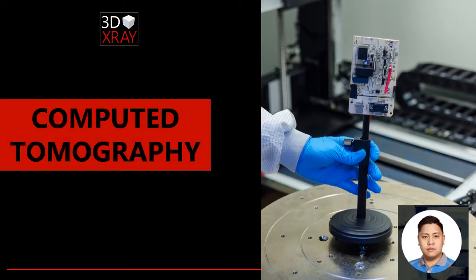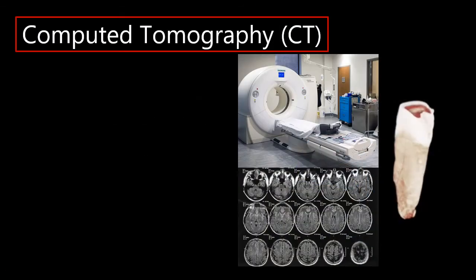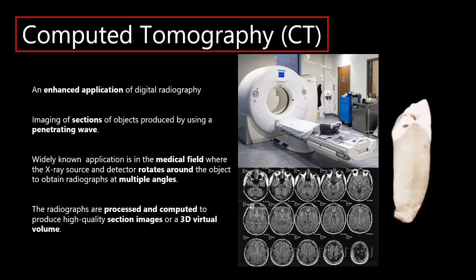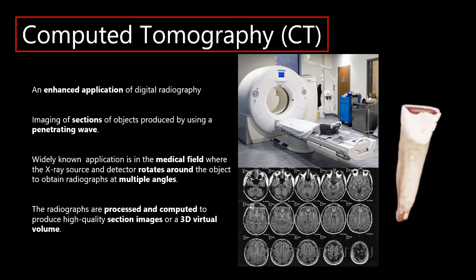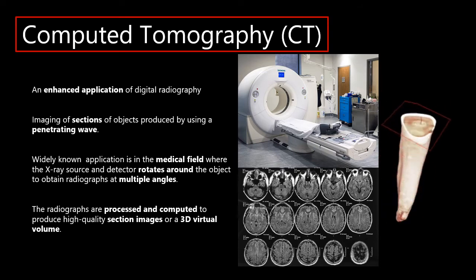Okay, learning from the principles of X-ray and digital radiography, we come now to computed tomography. Computed tomography, or CT, is an enhanced application of digital radiography. Images of sections of objects are produced by a penetrating wave. The X-ray must be strong enough to penetrate through the whole sample.